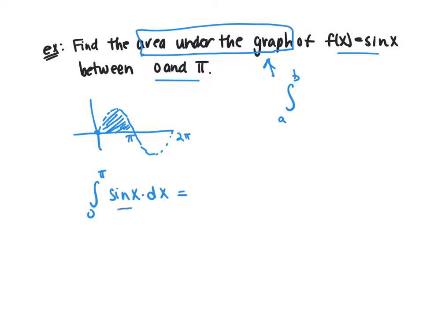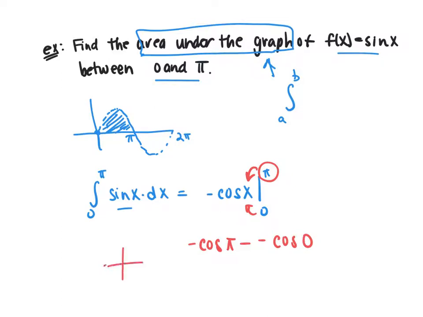Well, we know the derivative of sine is cosine, so if we go backwards, the integration of sine is going to be negative cosine of x. And instead of putting the plus c, we are going to evaluate this between 0 and pi. We start, remember, with the top number, pi. We're going to plug that in there. So we have negative cosine pi, and we're going to subtract off the bottom one. So negative negative and a cosine at 0.